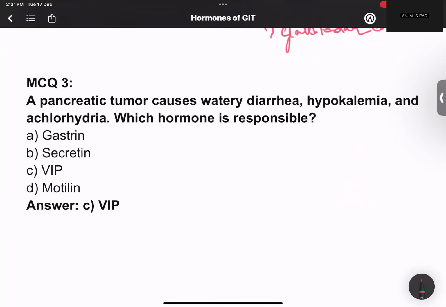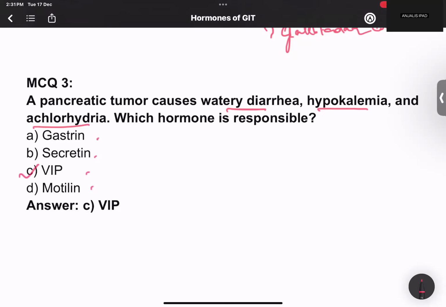A pancreatic tumor causes watery diarrhea, hypokalemia, and achlorhydria. Which hormone is responsible? So we have four options: gastrin, secretin, VIP, and motilin. The answer is VIP.